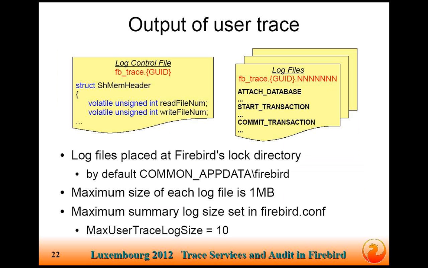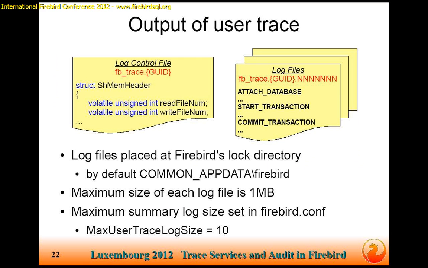User trace. This is also a set of files, output of user trace, and here I want to show how it's organized. There is also a special control file which is also put into the shared memory. Why do we need shared memory here? Because we have many writers and one reader, and it could be in different processes. For example, for the embedded case or for the classic case. So we need something in shared memory.